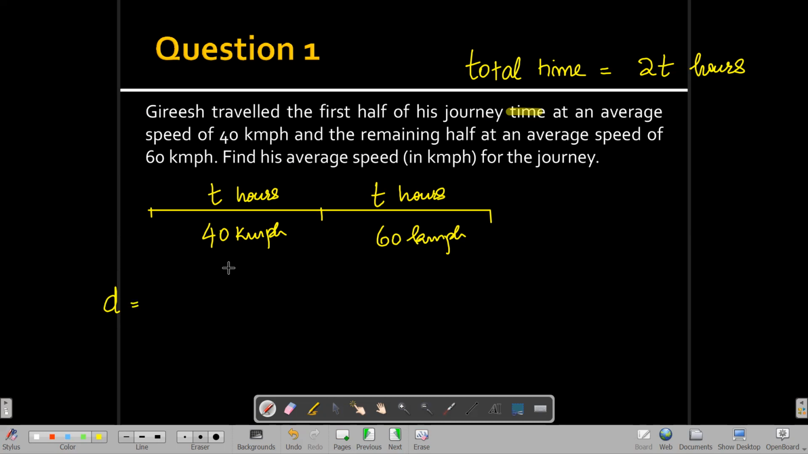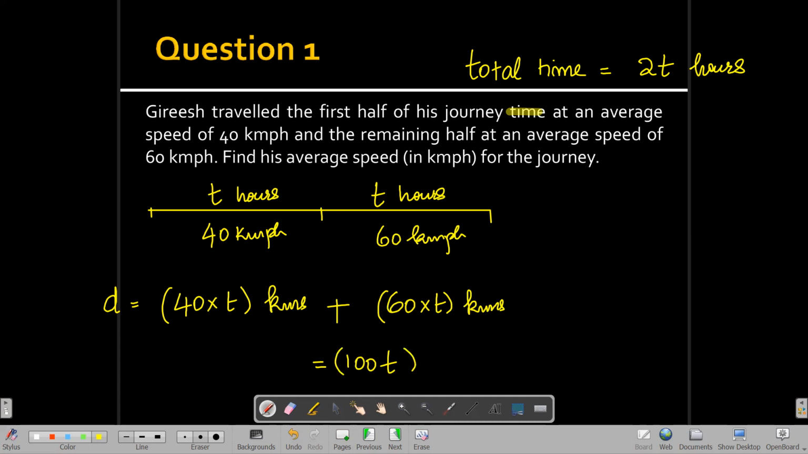So for the first half of the journey time, the distance covered is equal to 40 into t kilometers. For the other half of the time, the distance covered is speed into time, that is 60 into t kilometers. So the total distance covered in this case is 40t plus 60t, that is equal to 100t kilometers. That is the total distance covered.